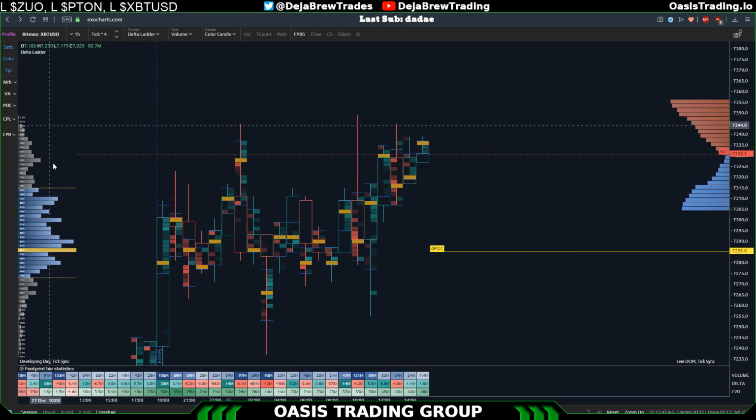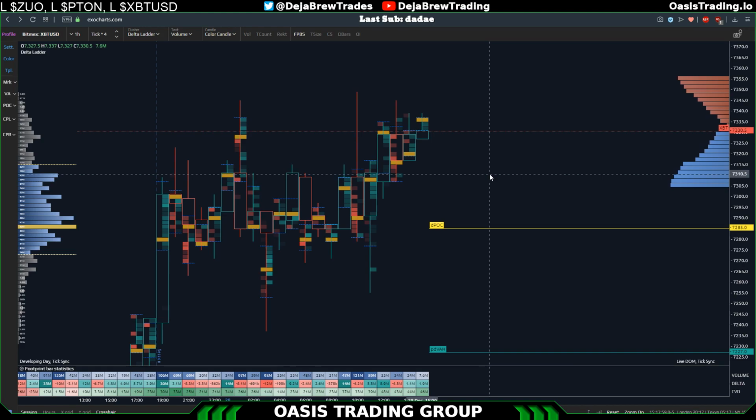You can see the daily profile shows inefficiency above, what is that, 73.15. If we get back below 73.15, most likely testing 72.80 towards this lower support, probably around 73.00.